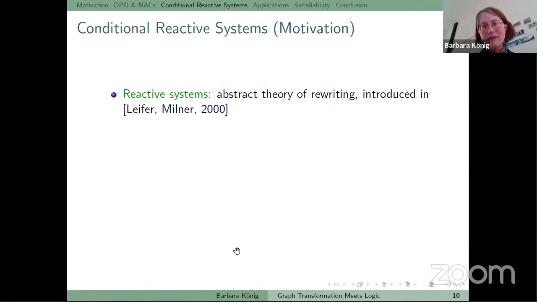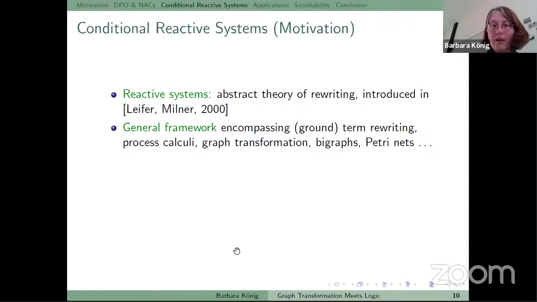Okay, so now let's come to the part on reactive systems. I wanted to give you maybe a more abstract view on graph conditions that is not so common, but I think is very useful, because in this abstract layer you can hide a lot of complexity. The constructions are as complicated as they were before, but still many things can be expressed quite clearly and elegantly in this setting. And for this, I'm using the framework of reactive systems introduced by Leifer and Milner in the CONCUR paper of 2000, and it's an abstract theory of rewriting. It's even more abstract than double-pushout rewriting and subsumes double-pushout rewriting.